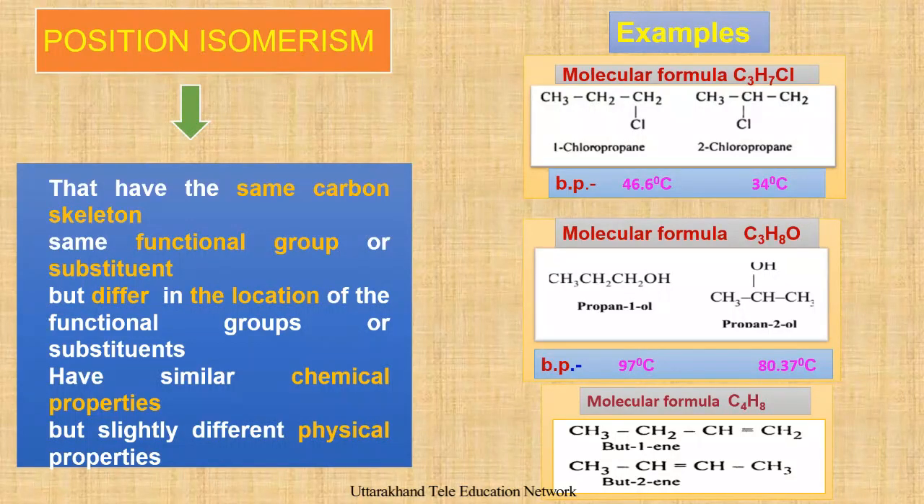1-Chloropropane is a straight chain isomer and has a higher boiling point, whereas 2-chloropropane has branching in it, so it has a lower boiling point. Similarly, 1-propanol and 2-propanol are positional isomers with the molecular formula C3H8O. The functional group OH is at a different position on the main chain. 1-Propanol, which is the straight chain isomer, has a higher boiling point than 2-propanol. Similarly, 1-butene and 2-butene are positional isomers with the molecular formula C4H8. These isomers arise due to difference in the position of the double bond on the main chain.